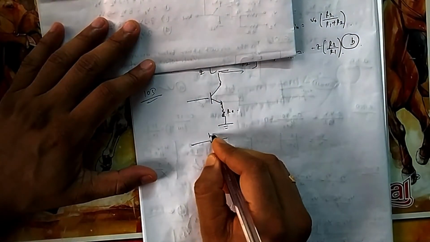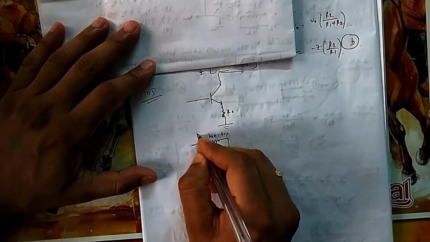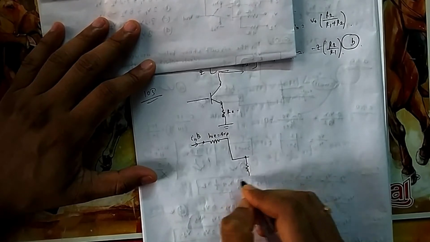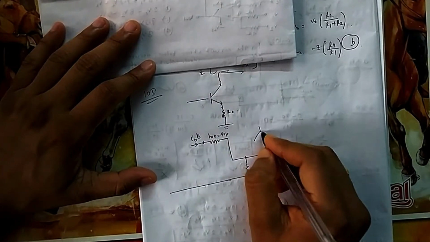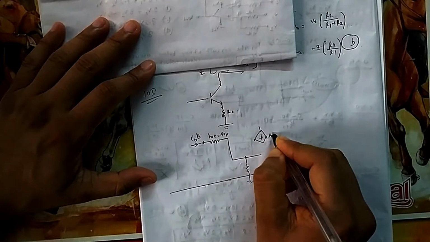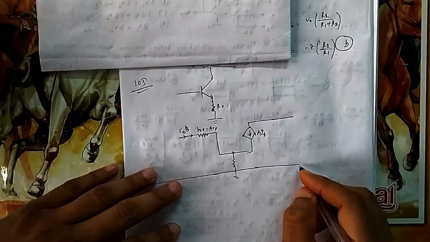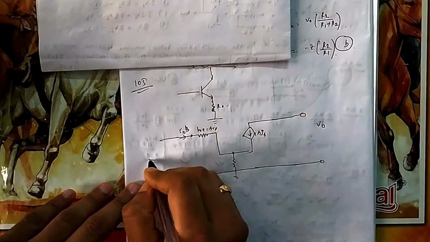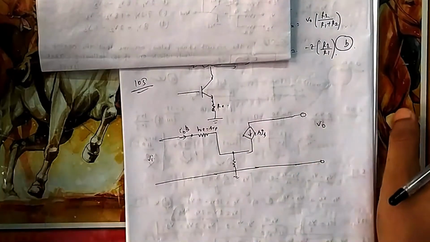It will look like this: this is your hie, that is your beta into RE, and this was your base terminal, so it was your IB, this was your emitter terminal. Now this position is grounded, and there was a beta into IB, and there was ho which was negligible, we don't usually write that. This is what my circuit now looks like. This is your output, this is your input side. Now you see what the output and input look like.